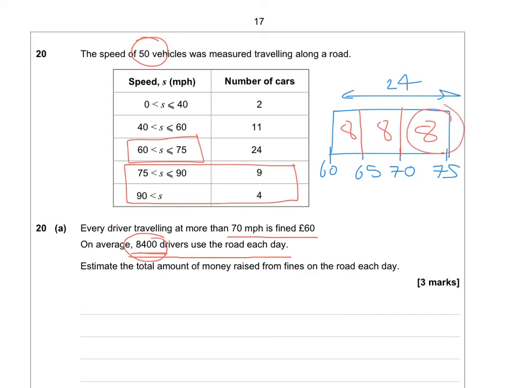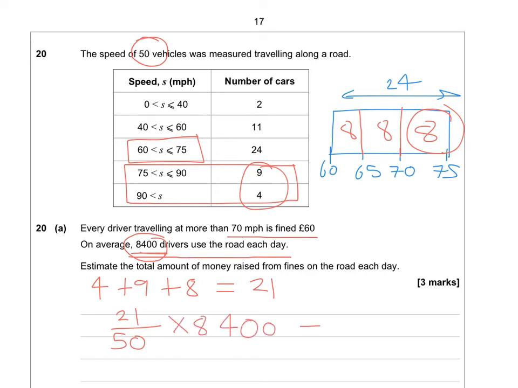So that's 8 to include with this 9 and the 4. So 4 plus 9 plus 8 comes to a total of 21. So that's 21 drivers out of the 50. That's the proportion who would be travelling at more than 70. If we multiply that by 8,400, that will give us the number of drivers out of the 8,400 we estimate to be travelling over 70 miles an hour.